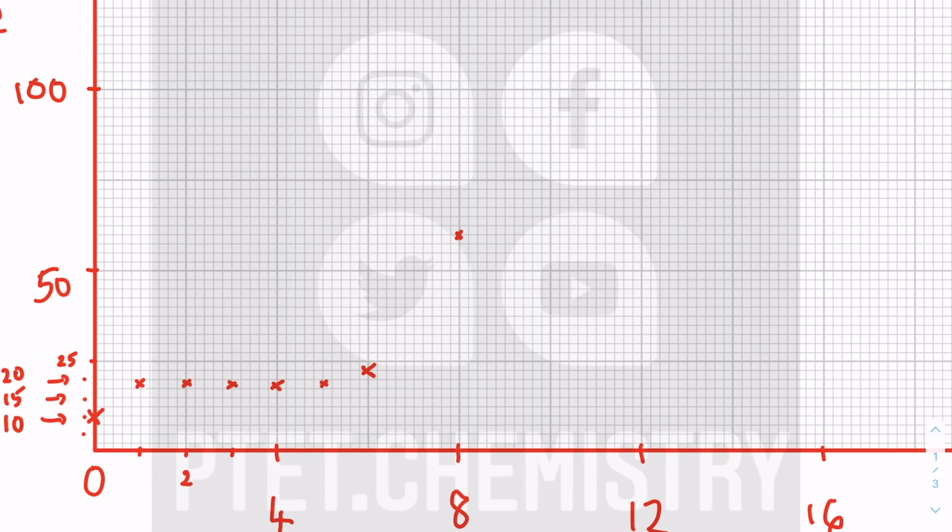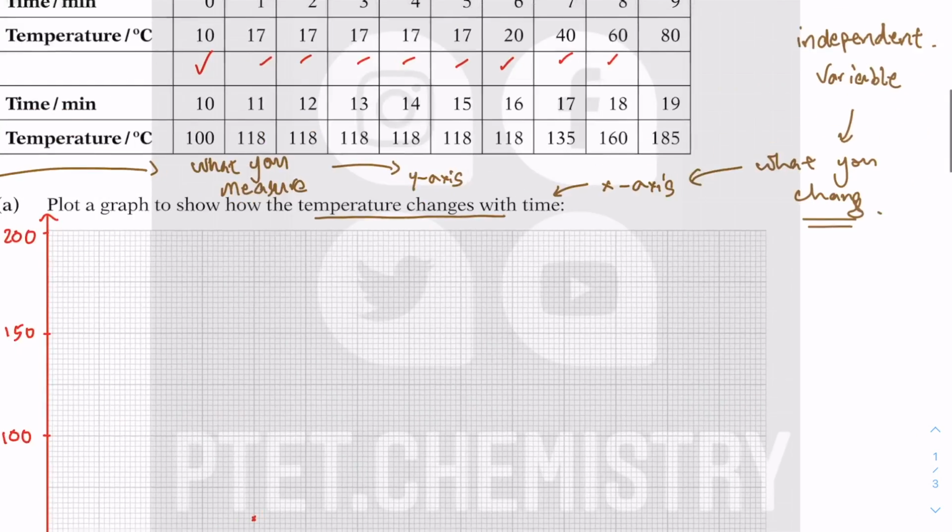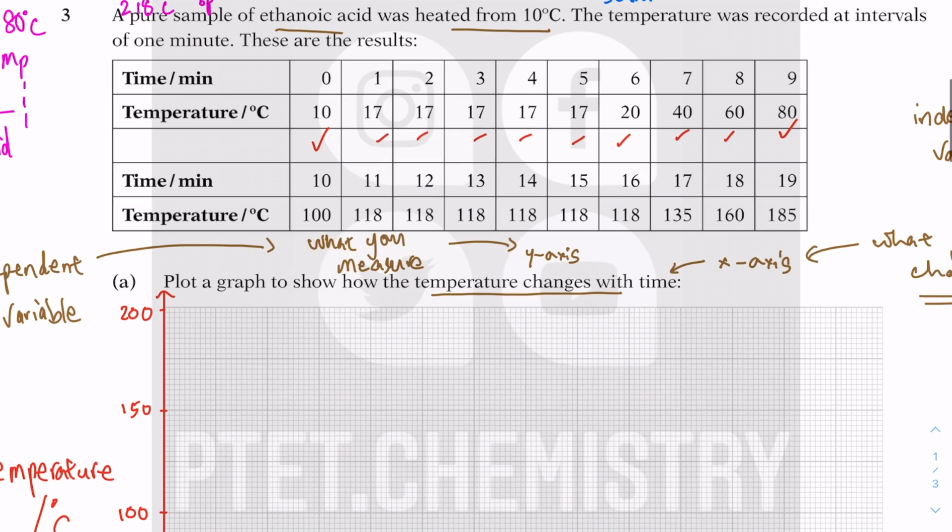And then what else can I do? 40 should be 7, right? So 7, 40. There it is. Okay. So plotting a graph is not as easy as you think it is. Yeah. If you get a good graph, a big graph is easier to draw than a small graph like this.